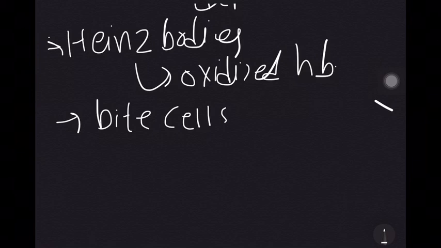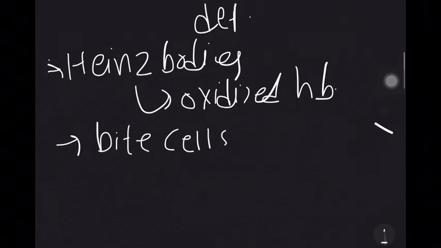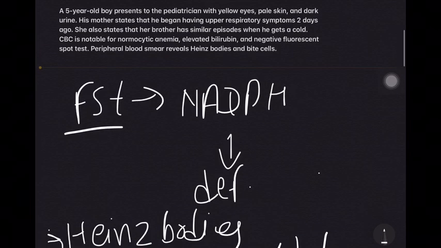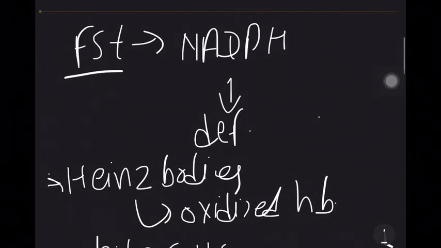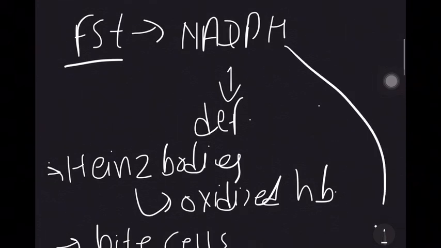Now the pathogenesis of G6PD deficiency. This is an X-linked recessive disorder, which satisfies our condition that she also states her brother has similar episodes. There are hundreds of variants of this disease, and at the subcellular level there is an inability to produce enough NADPH, and because of that deficiency the fluorescent spot test comes out negative.